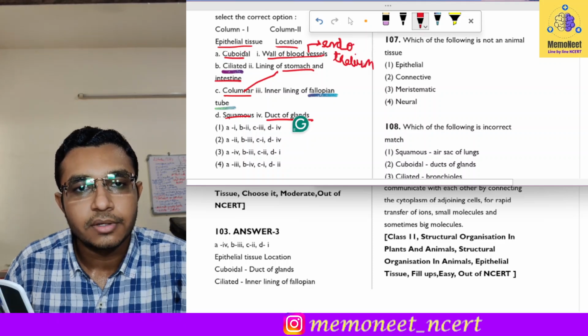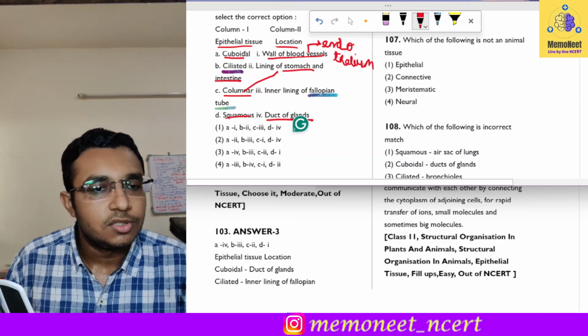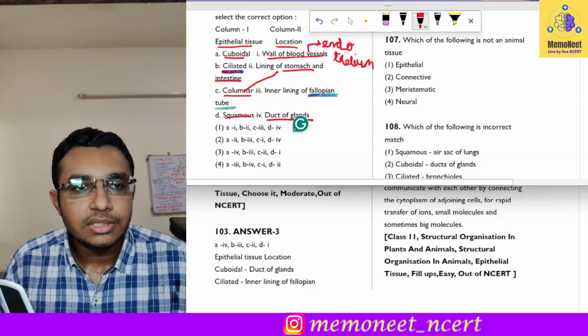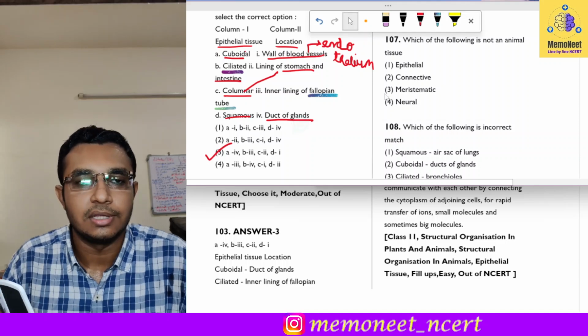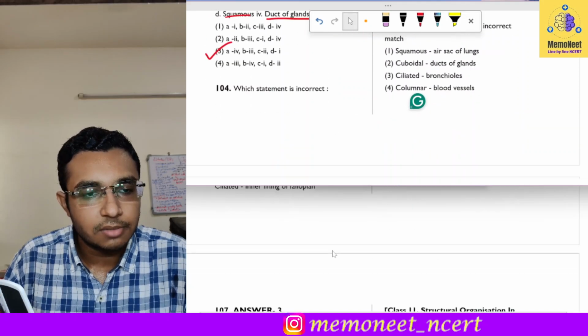Okay, so D goes with 1. Now, which is the correct option showing the correct matching? It is option 3. So the correct answer of this question is option 3. Now, the next question is question number 104.